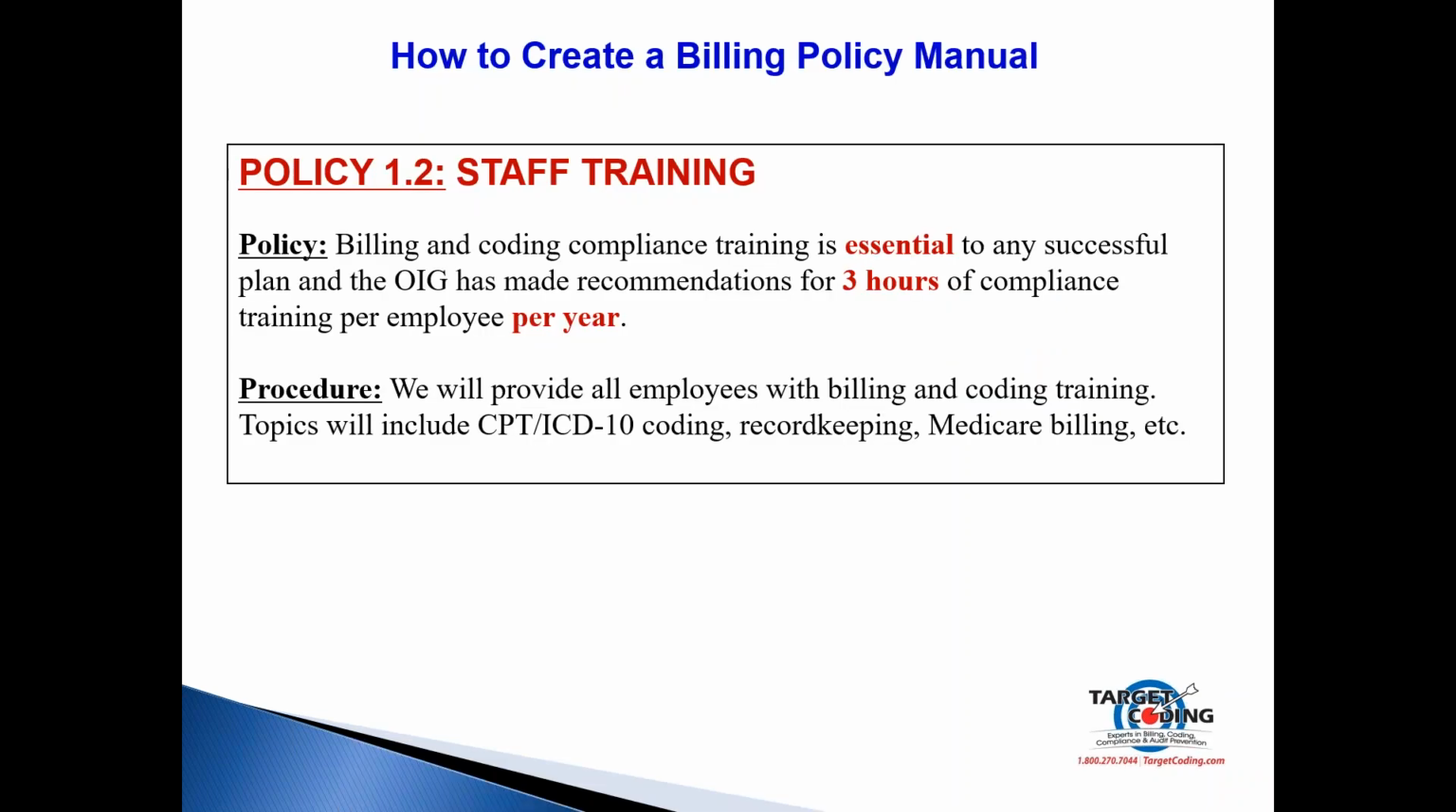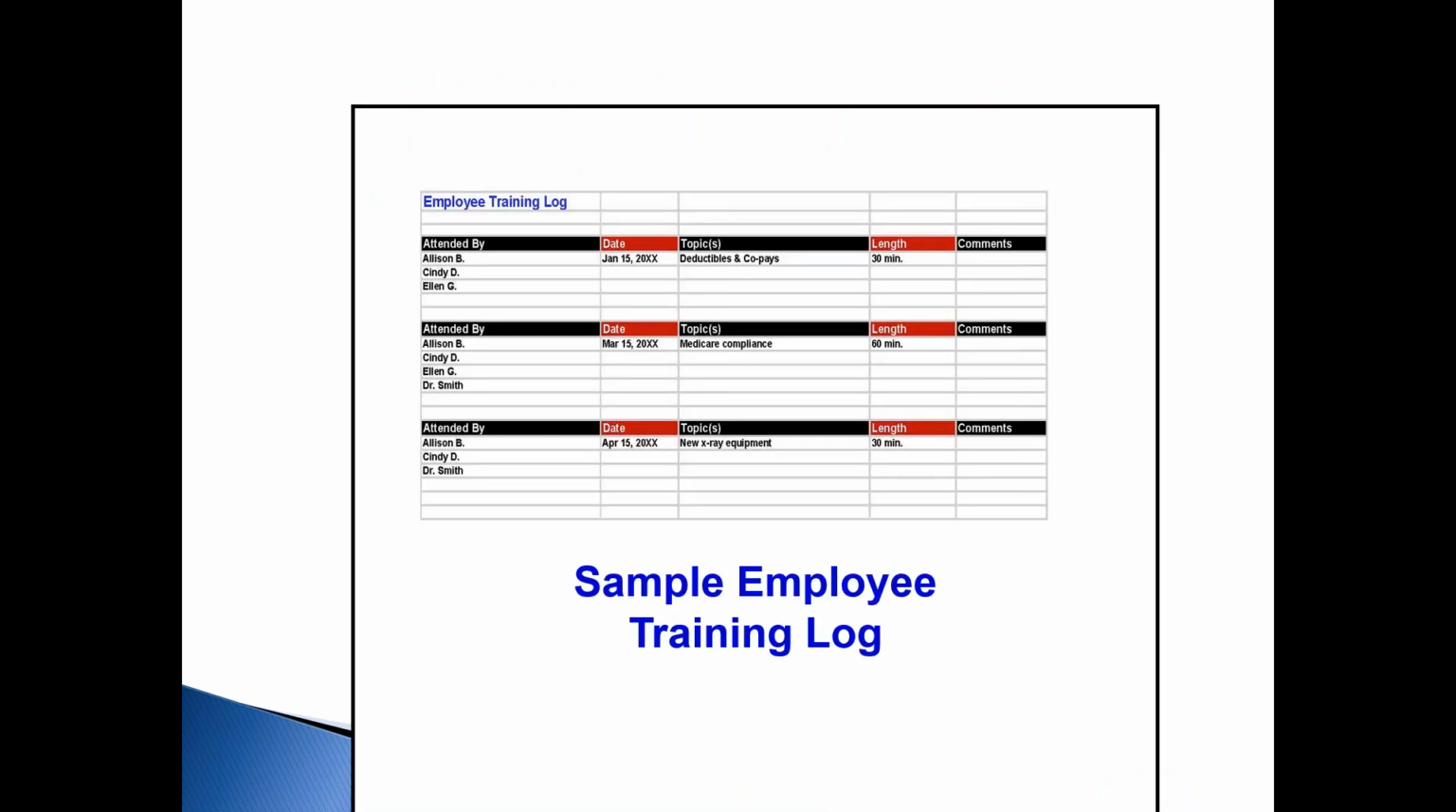Here's another example. You could copy this and put this right into your policy manual. On training, what's the deal on training? When I talk to doctors, they go, oh yeah, I have staff meetings all the time. Okay, so do you write them down? What do you talk about? What is in the content? So 3 hours per year is what we recommend. And here again, another little spreadsheet, keeping track of it.